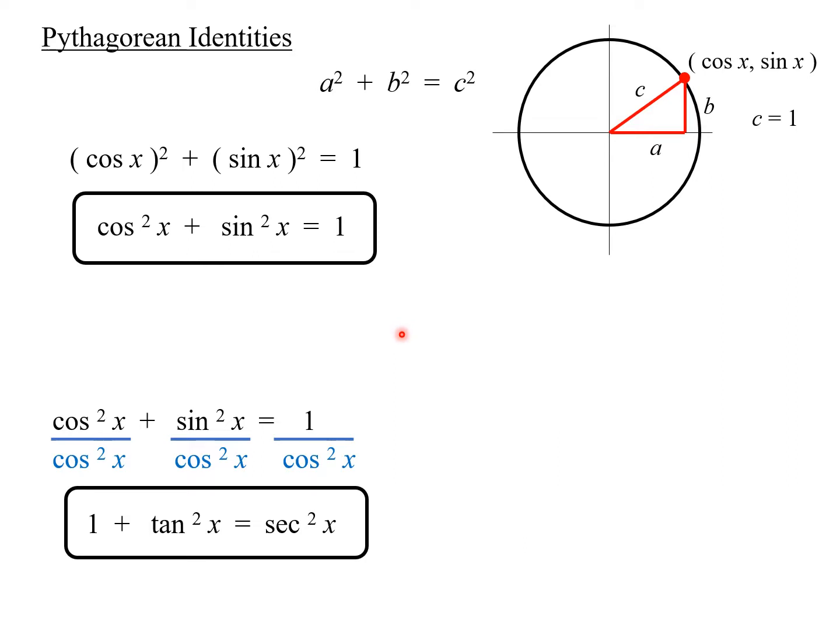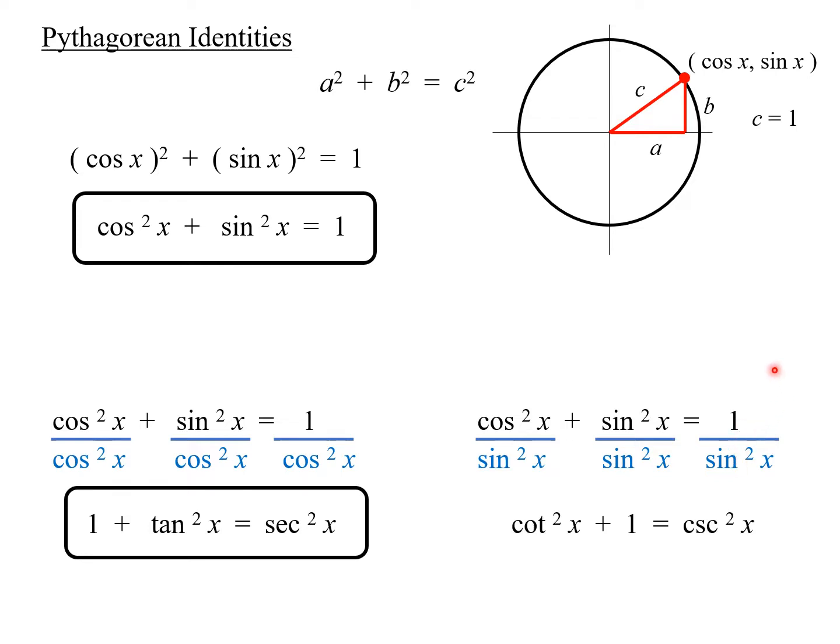All right, let's do that same thing, but this time divide every term by the sine squared of x. All right, cosine over sine is cotangent, so the first term becomes cotangent squared. Sine squared over sine squared is 1, and then 1 over sine squared is cosecant squared, and so we get this Pythagorean identity. So these are the Pythagorean identities.